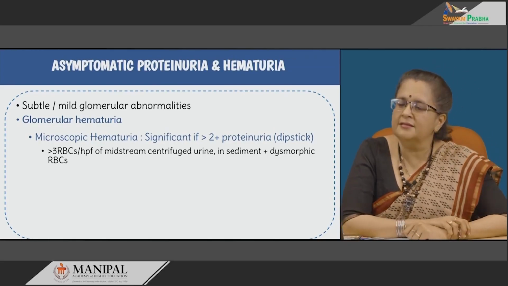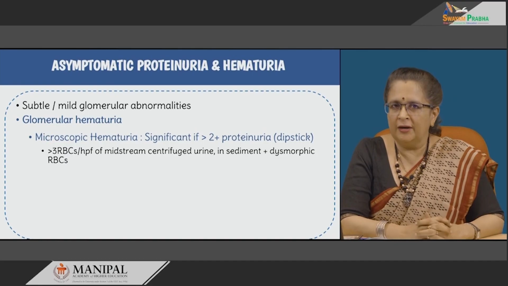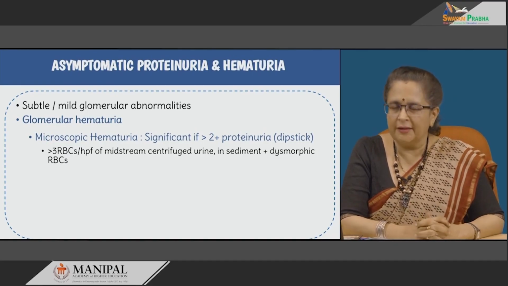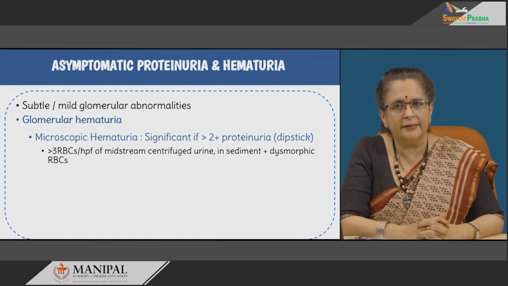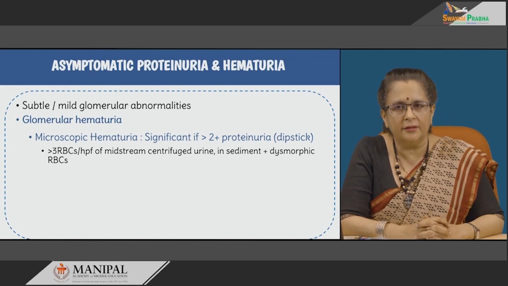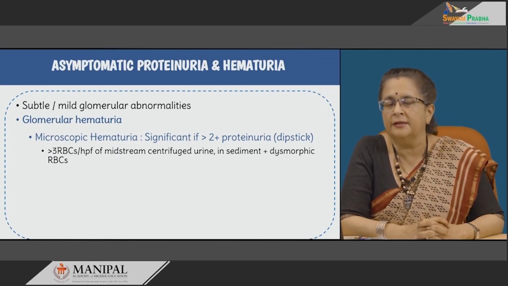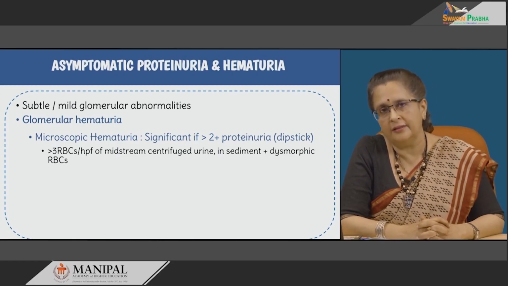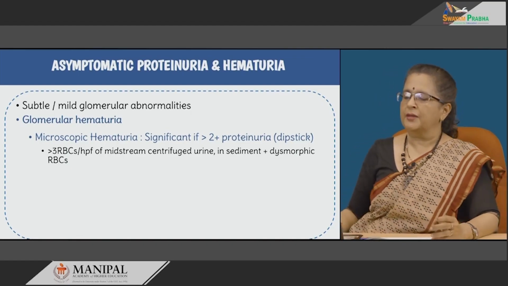So, first thing is asymptomatic proteinuria and hematuria. In glomerular hematuria, microscopic hematuria is thought to be significant if associated with greater than 2+ proteinuria by dipstick method, and in this we see more than 3 RBCs per high-power field of midstream urine which has been centrifuged. In the sediment you will see this along with dysmorphic RBCs when we look at the microscopic picture.